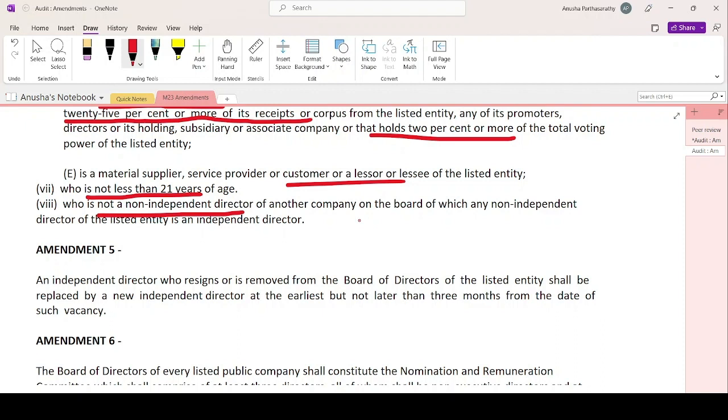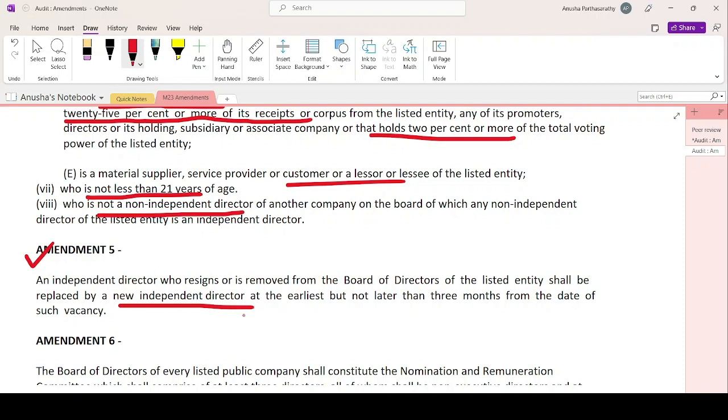Okay. Then, amendment number 5. An independent director who resigns or is removed from the board of directors of a listed entity shall be replaced by a new independent director. See, there is no AGM time here. Only one AGM or board meeting time is not there. Only one time is there. So that's what the amendment is.